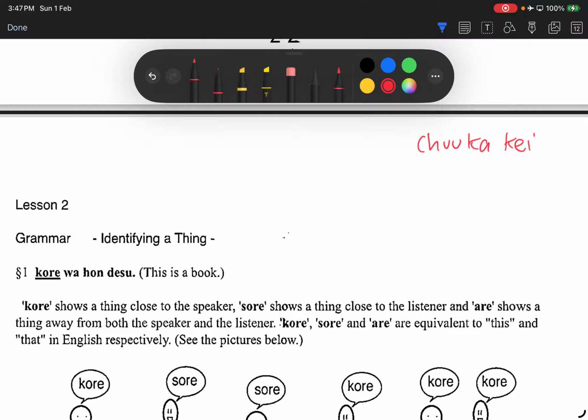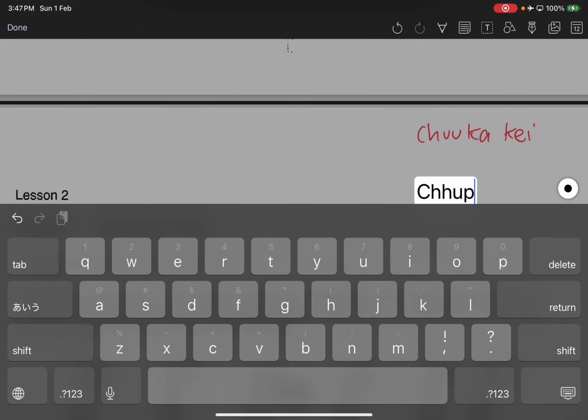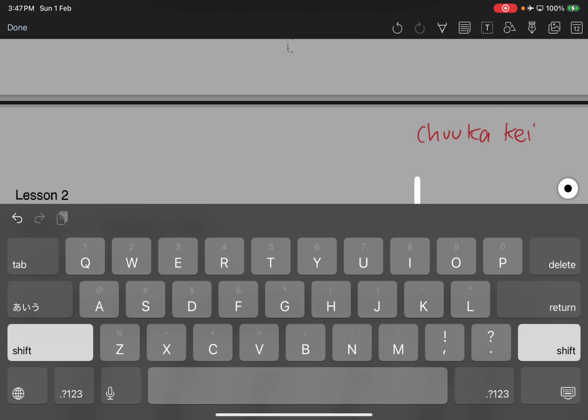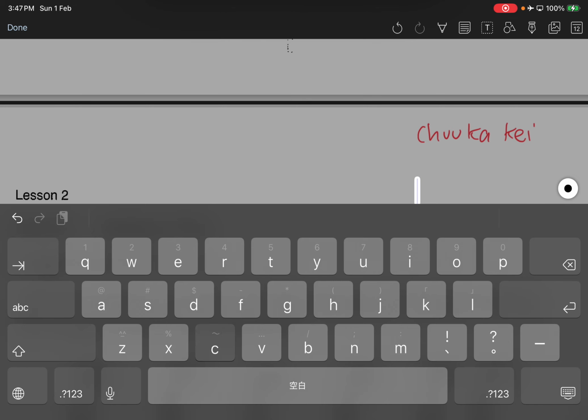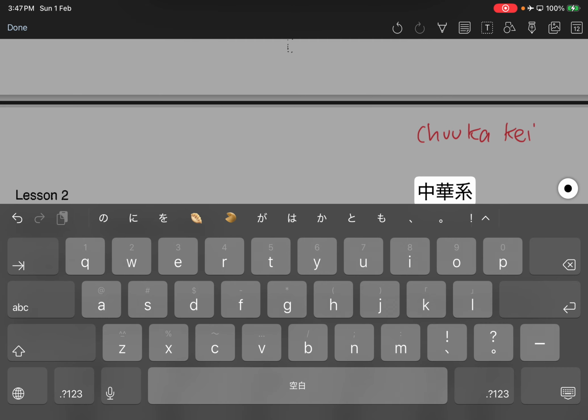Your K is the 系, 系统的系. Okay. I mean I can type that out lah. 中華. So if you're interested to see how it's written in Japanese, it's like that lah. 中華華僑 lah. 中華系. Yeah, so our race are this one.